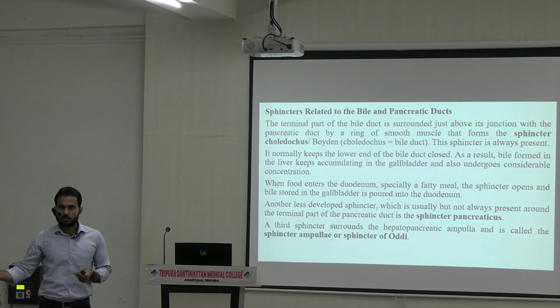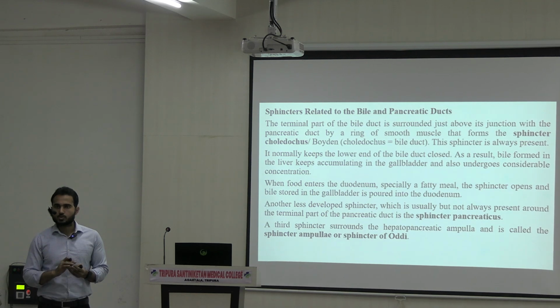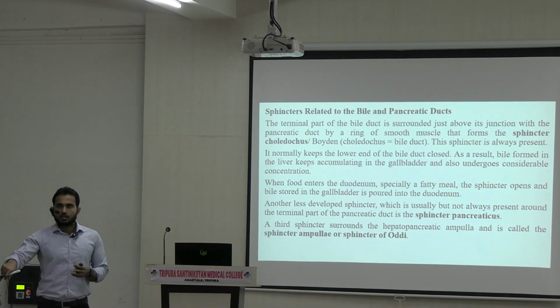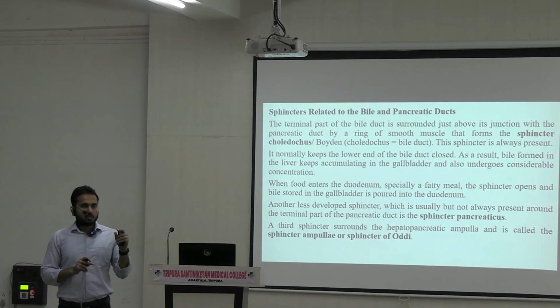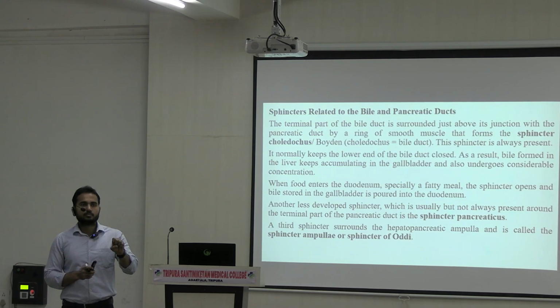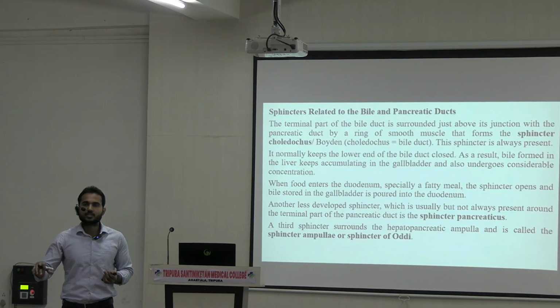Continuously it will come out. So mostly it is kept closed, and the accumulation and concentration take place inside the gallbladder. When it is required, the sphincter will open so that the bile can come out from the gallbladder. Now, for bile to come out from the gallbladder, there should be contraction of the smooth muscles of the gallbladder, followed by the relaxation of the sphincter. Then only the bile can flow.